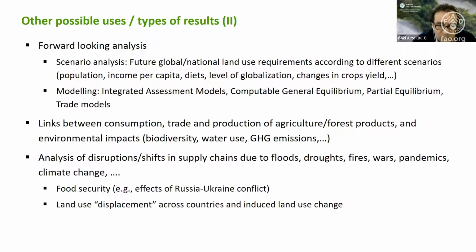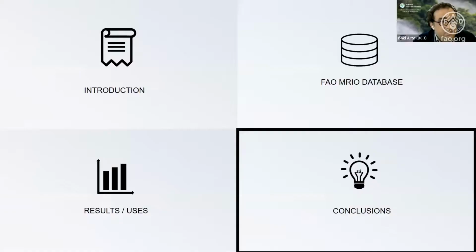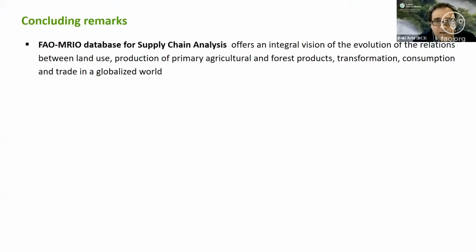For instance, you can think now of the impacts of the Russia-Ukraine conflict on food security worldwide that can be to some extent informed by this FAO multi-regional input-output database. And also this database can be used to analyze the land use displacement across countries and induced land use change. And now I will finalize with some conclusions.